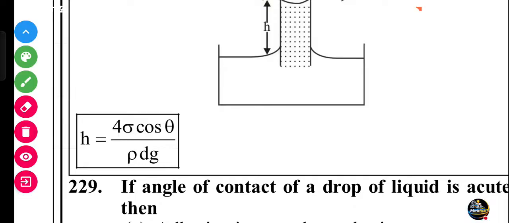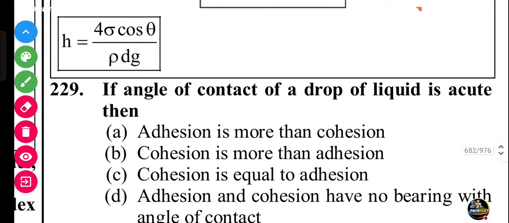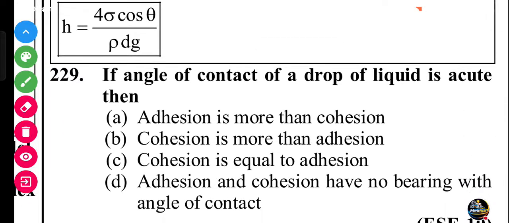Friends, question number 2 to 9. If the angle of contact of the drop of the liquid is acute, then what is an acute angle? If you know what an acute angle is, please comment the answer. What is an acute angle and what is an obtuse angle? Any angle less than 90 degrees is called an acute angle.